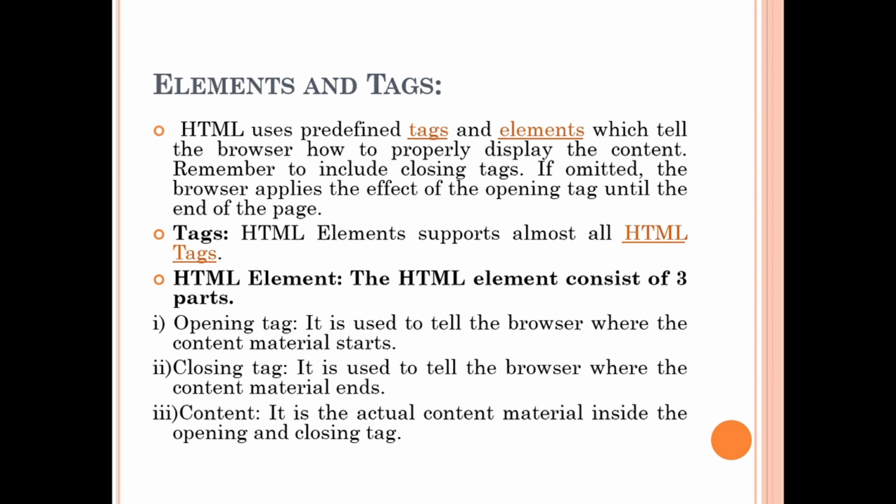HTML elements. The HTML element consists of three parts: the opening tag, the closing tag, and the content. Opening tag is used to tell the browser where the content material starts. Closing tag is used to tell the browser where the content material ends. Content is the actual content material inside the opening and closing tag.